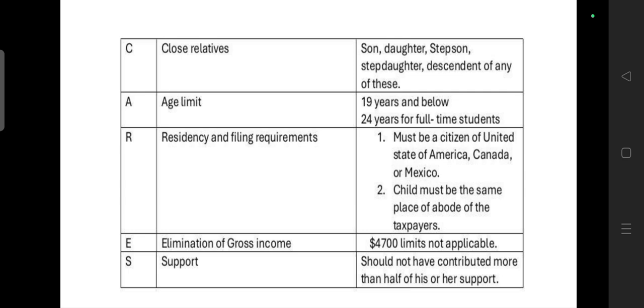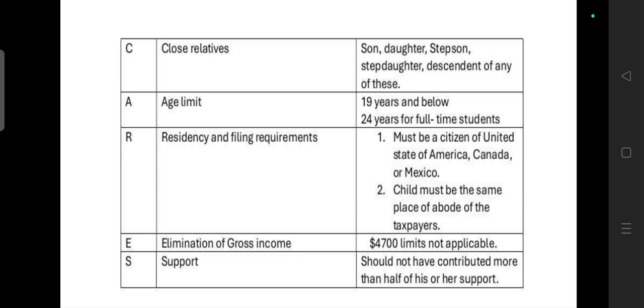This age limit test is important for the child, along with the residency test for the United States of America. Why would the US government pay a benefit for a person who is not a citizen of the United States of America? He should be a citizen of the US or Canada or Mexico.